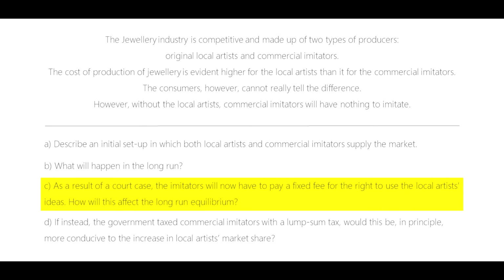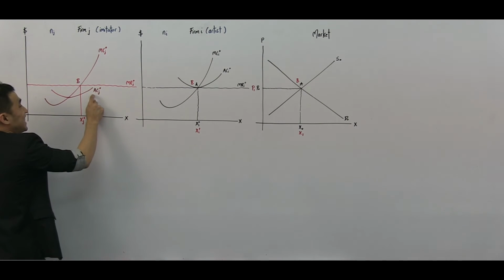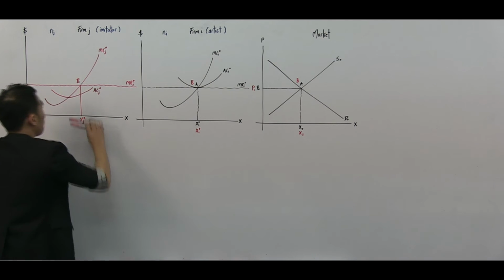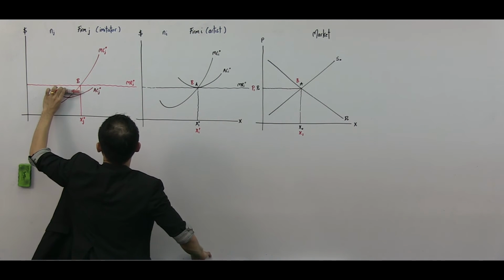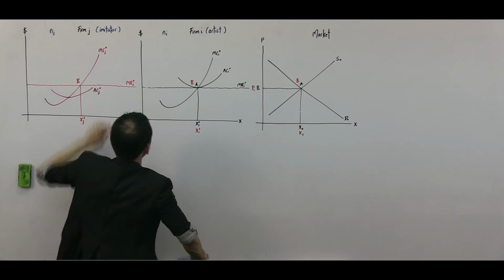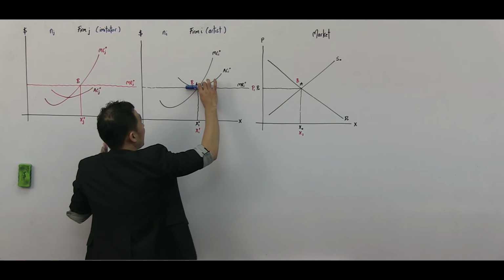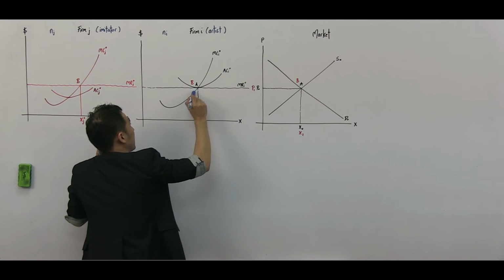Okay, so over here, let's take a look at part C now. For your part C, they say the imitator has to give a fee to the artist. A fixed fee. The keyword is fixed. Fixed fee always affects AC. So if I give a fee, my cost will be higher. My AC will increase. Okay, my AC will increase. I choose any point here. When I draw my new AC, I choose any point here.